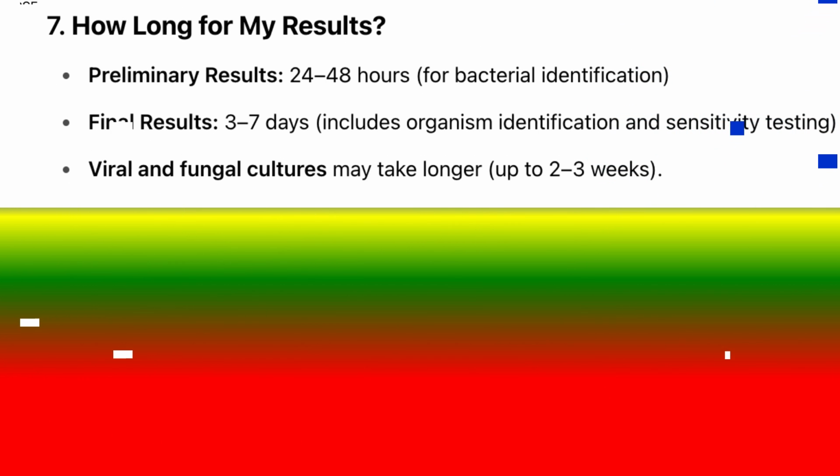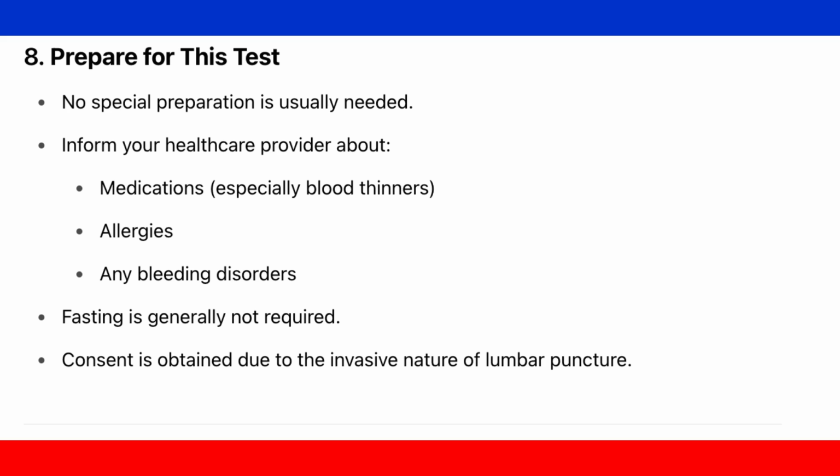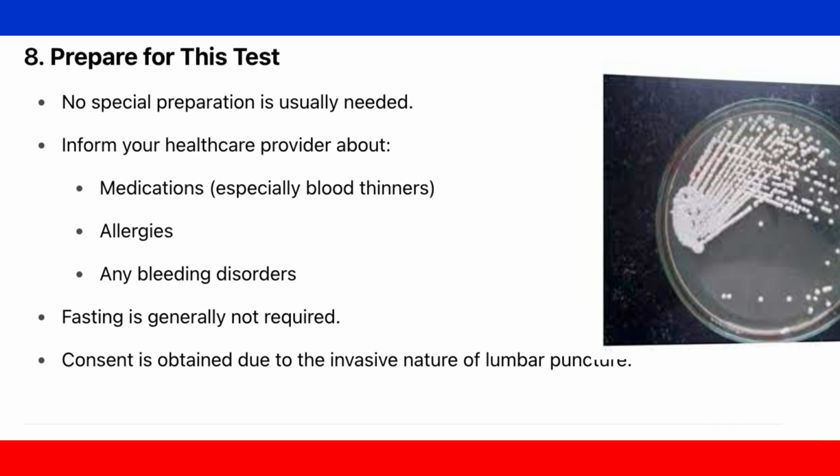Number 7. How long for my results? Preliminary results, 24 to 48 hours for bacterial identification. Final results, 3 to 7 days, including organism identification and sensitivity testing. Viral and fungal cultures may take longer, up to 2-3 weeks. 8. Preparing for this test. No special preparation is usually needed. Inform your healthcare provider about medications, especially blood thinners, allergies, and any bleeding disorders. Fasting is generally not required. Consent is obtained due to the invasive nature of lumbar puncture.